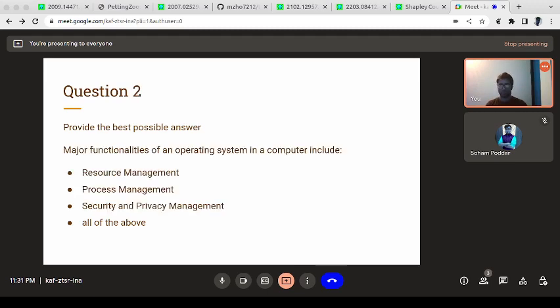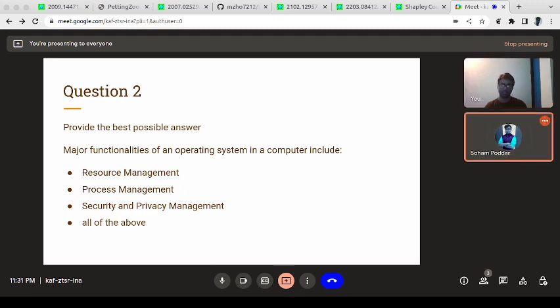So now we go to question 2. This question is related to the functionalities that are undertaken by the operating system in a computer. An operating system in a computer is responsible for resource management, process management, security and privacy management, or all of the above. Which among these do you think suits the best to the question? If anybody would like to contribute.